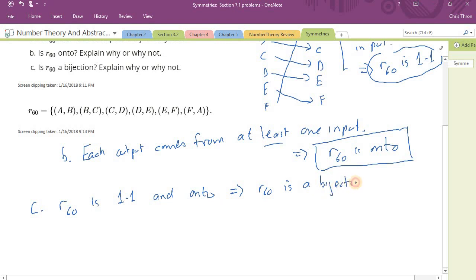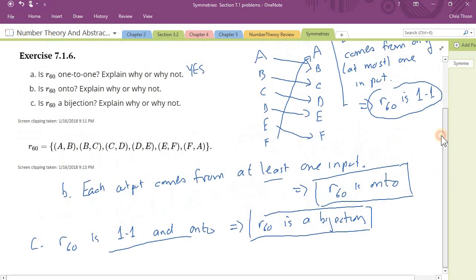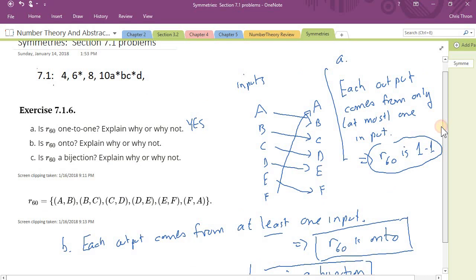Okay, so when you answer these, you have to give both the answer and the reason why. I've given sufficient reason why. If you go back to the chapter, you'll find out that this is necessary and sufficient for R60 to be a bijection. All right, so that gives me problem 6. Let's look at the next problem.